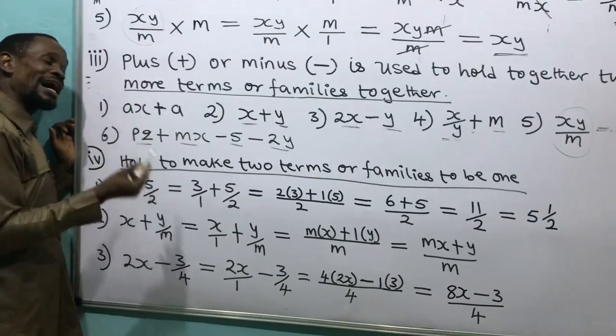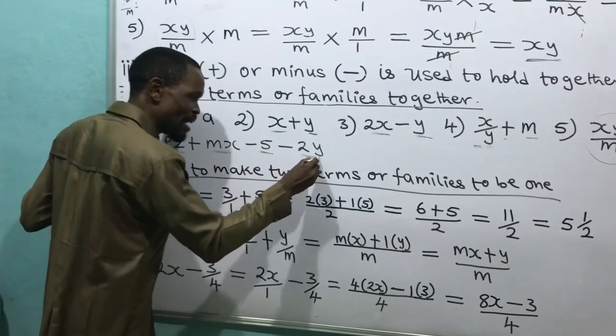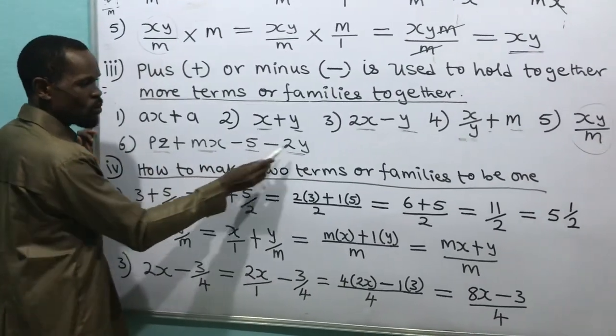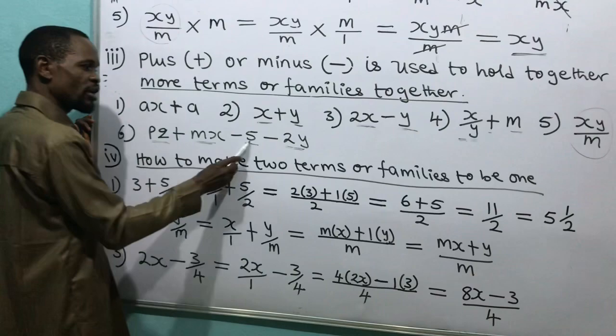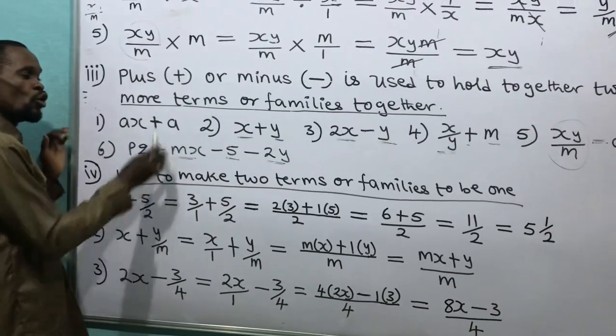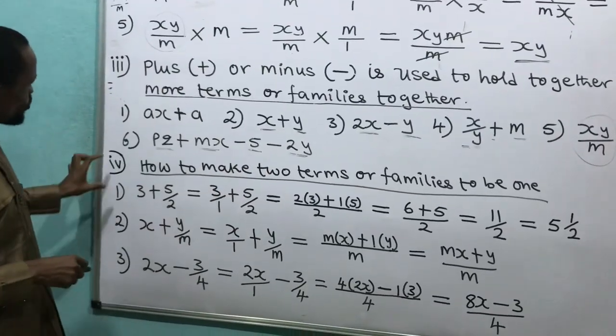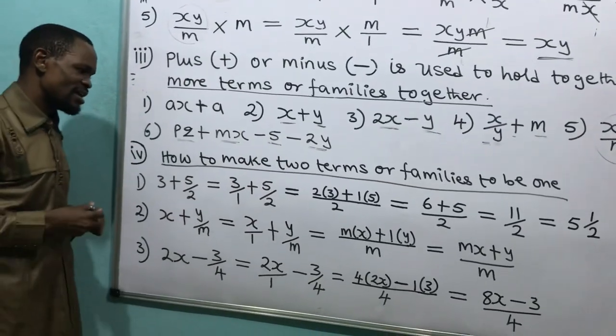We say term. How do we identify a term? This is a term, this is a term, this is one term. One term, one term, one term, one term. How many times? 1, 2, 3, 4, 5. That's 5 terms. Here, how many? 1, 2. Held together by what? Plus and what? Minus.